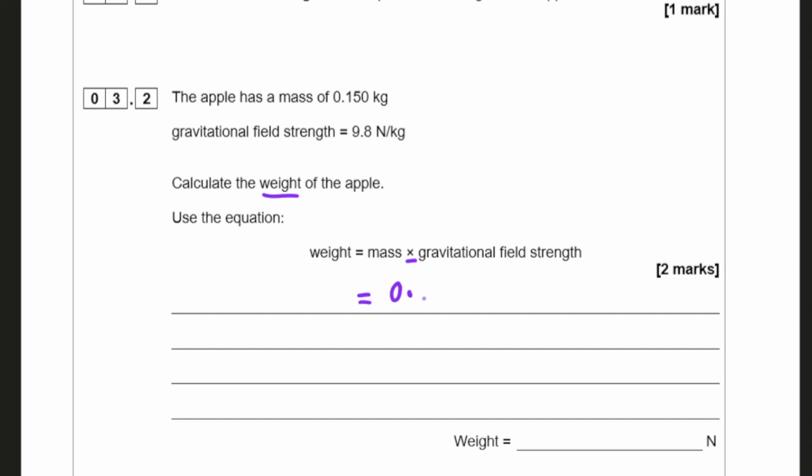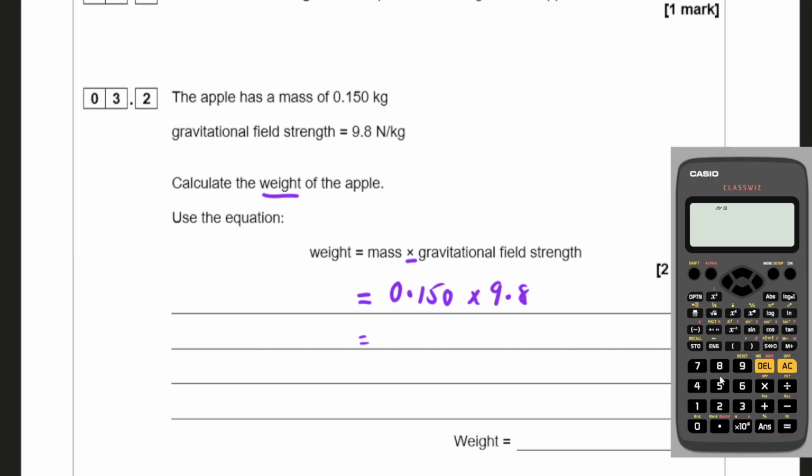Mass is 0.150 multiplied by 9.8. So let's bring up the calculator here. So 0.150 multiplied by 9.8, that gives me 104 over 100. Press this SD button and that gives me 1.47. So 1.47 Newton.